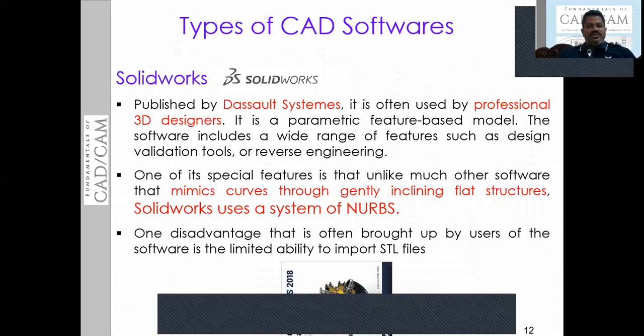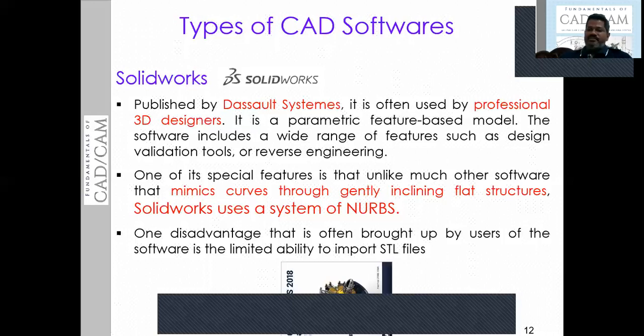Then we come to SolidWorks, which is published by Dassault Systèmes. It is often used by professional 3D designers. Of course, Creo as well as Fusion 360 are also used by professionals. SolidWorks is a parametric feature-based modeler. The software includes a wide range of features such as design, validation tools, and maybe reverse engineering.